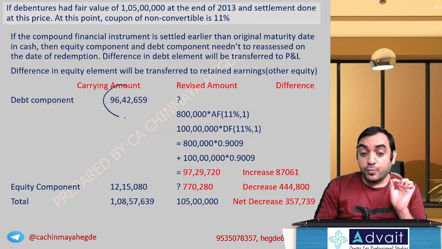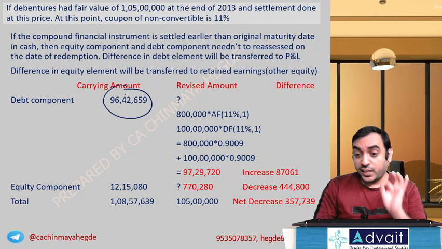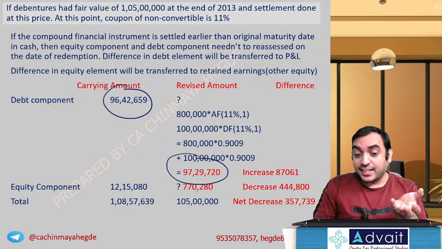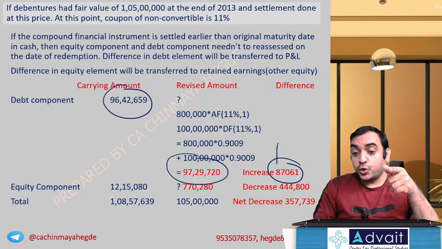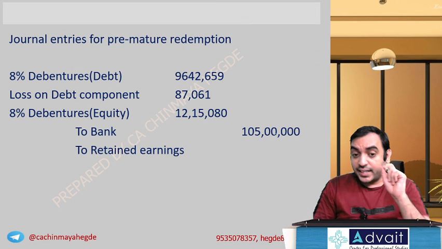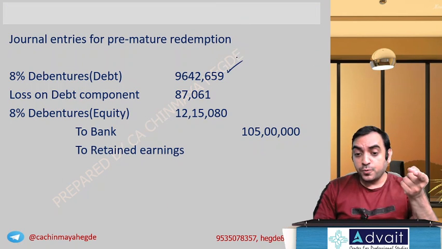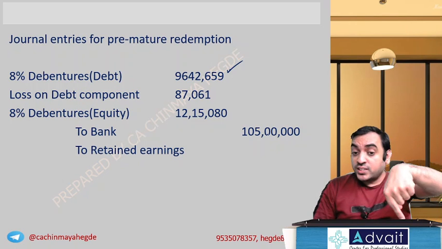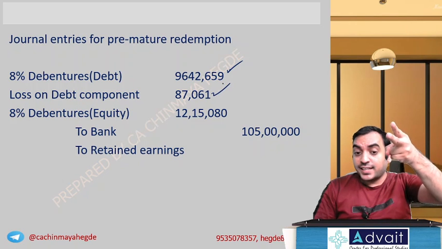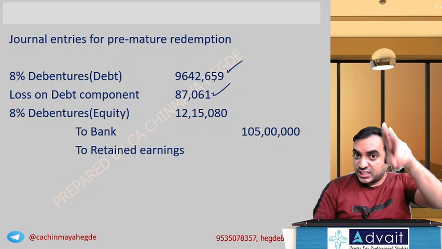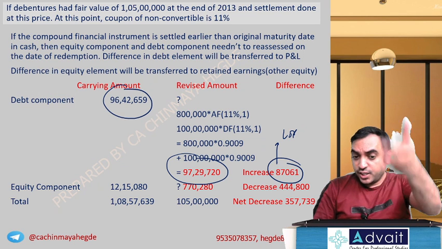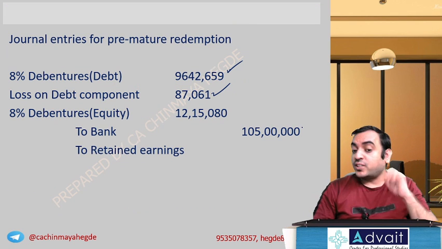Debt component book value 9642, but we have to pay 9720 as part of 105. So the increase of 8761 is going to be a loss. That's the entry we are passing now. Debenture book value 9642, but the payment included in 105 is the revised amount. So loss recognized 8761. So 9642 plus 8761, which means 9729 is part of 105.